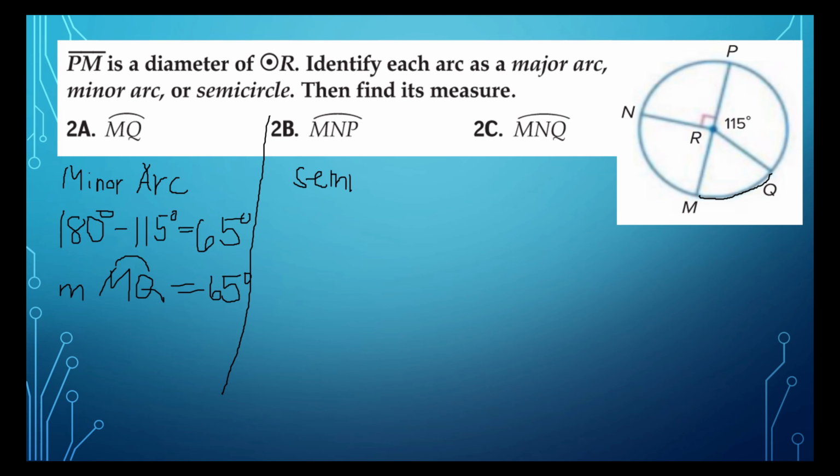In 2B, arc MNP is a semicircle because it measures exactly 180 degrees. So therefore, the measure of arc MNP is equal to 180 degrees.